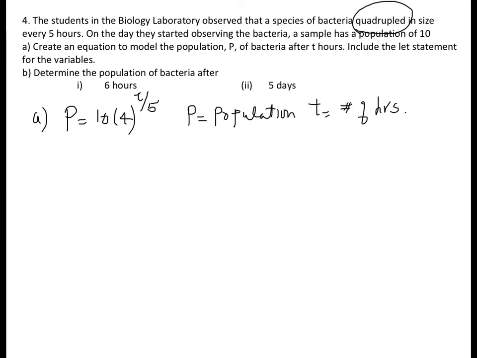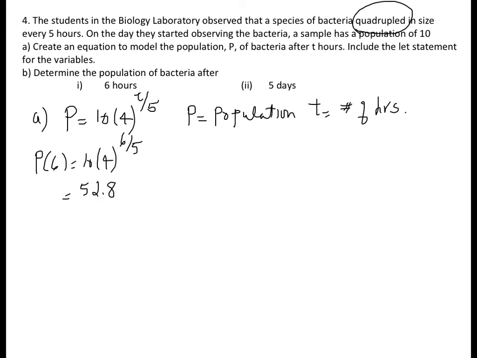Then it says determine the population of bacteria after 6 hours. So I'm going to say P of 6 is 10 times 4 exponent 6 divided by 5. And if you evaluate this one, you get 52.8, which you can say either 52 or 53 bacteria.